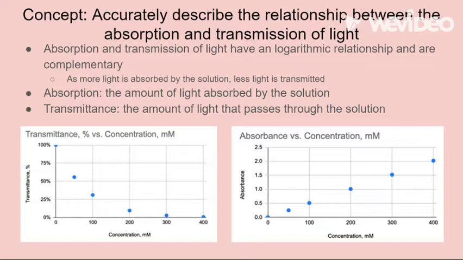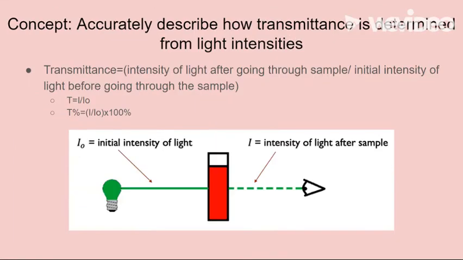We can see this relationship in the graphs. As concentration increases, transmittance decreases exponentially, whereas absorbance increases at a roughly constant rate. These graphs show the logarithmic and complementary relationship between absorption and transmission of light. The second concept is accurately describe how transmittance is determined from light intensities.